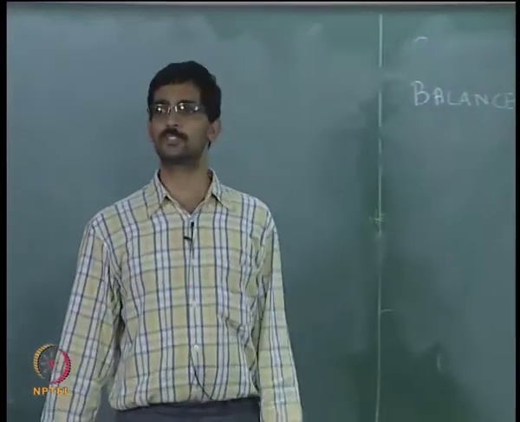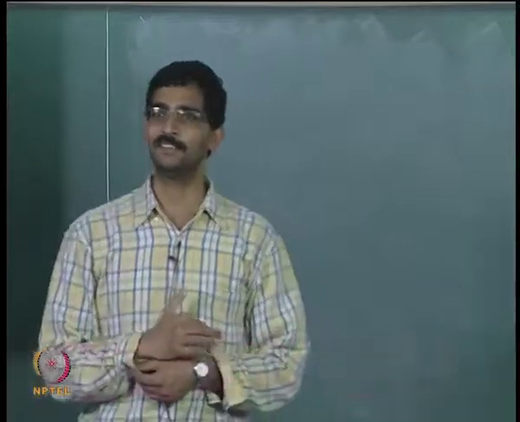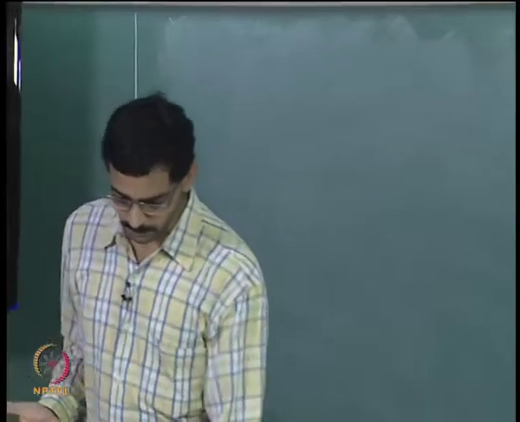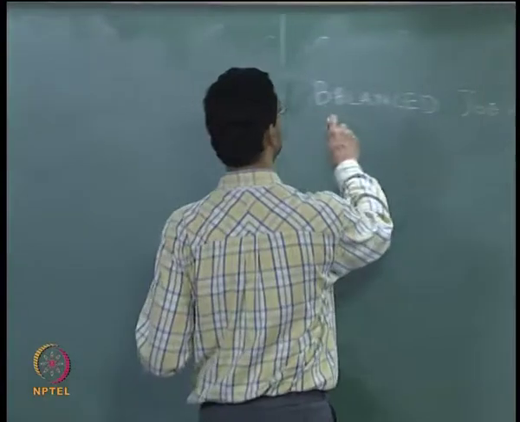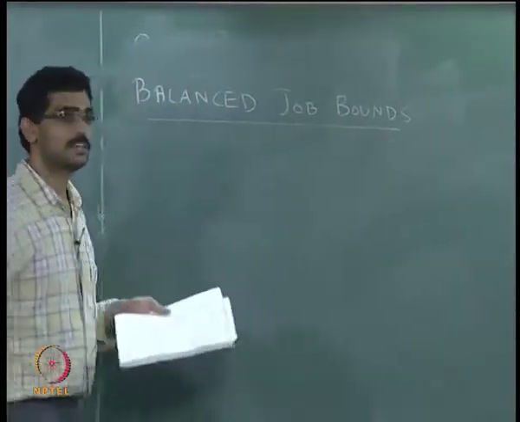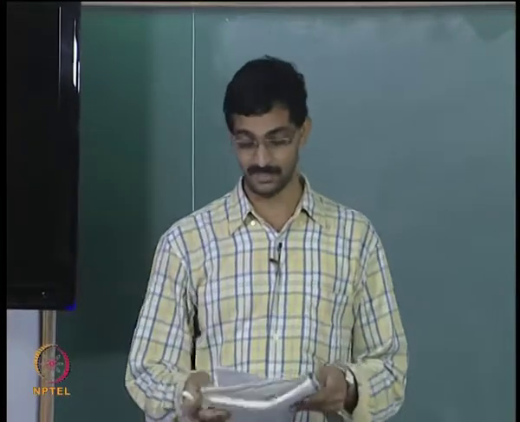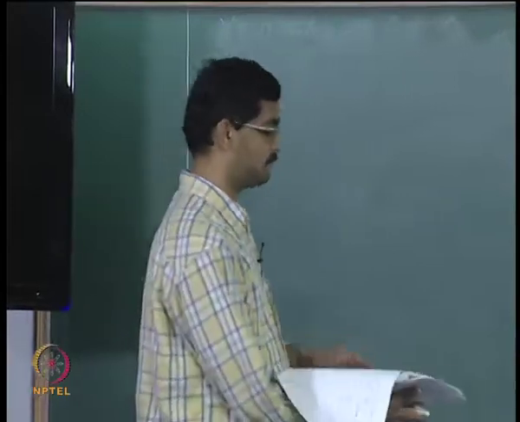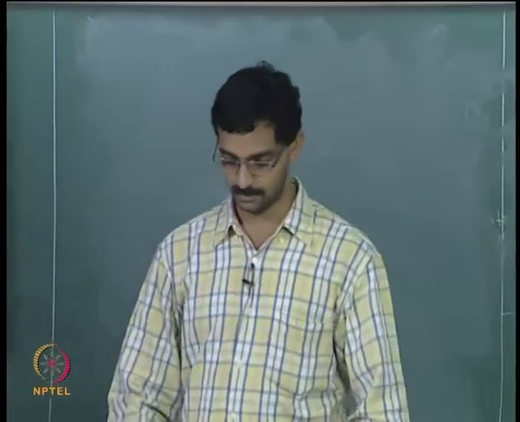So we saw before those R of n bounds, right? R of n is greater than or equal to d, but there is no real lower bound. X of n is less than or equal to 1 over d max, right? But then what is the corresponding bound on the other side? That was what was attempted to solve, I guess, back in the early 80s, with the help of the so-called balanced job bounds.